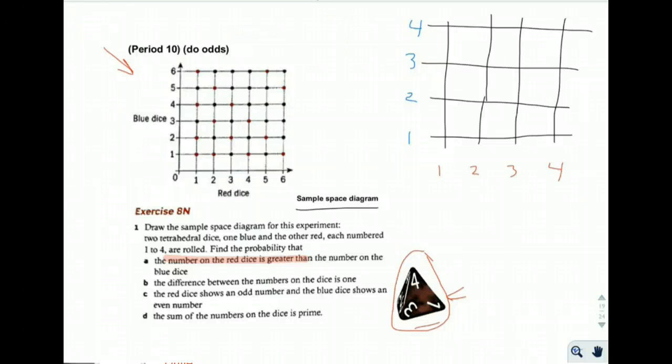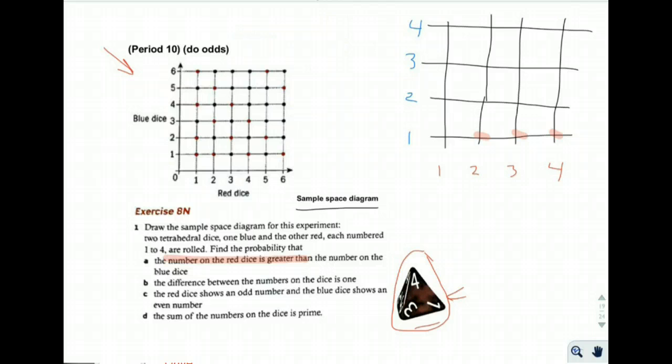Okay, so for example, if I roll a 1 with both the red dice and the blue dice, then the red dice is not greater. What if I roll a 2 on the red dice, but a 1 on the blue dice? Yeah, that's greater. What if I roll a 3 on the red dice and a 1 on the blue dice? Yeah, the red one is greater. What about a 4 on the red dice and a 1 on the blue dice? Yeah, that's in the event also. Now we can go to the next row.